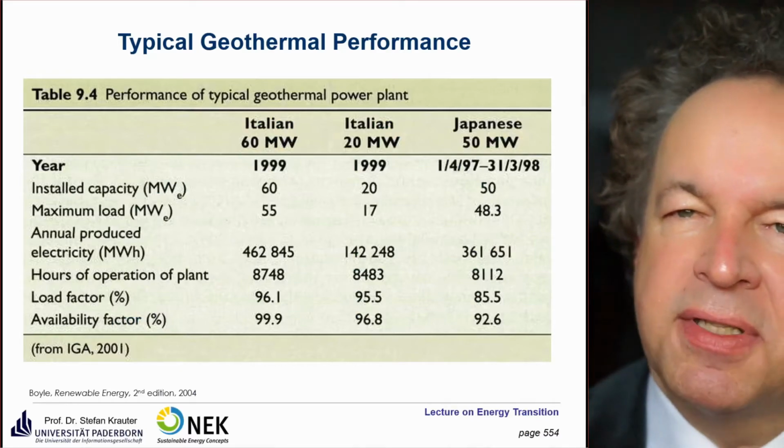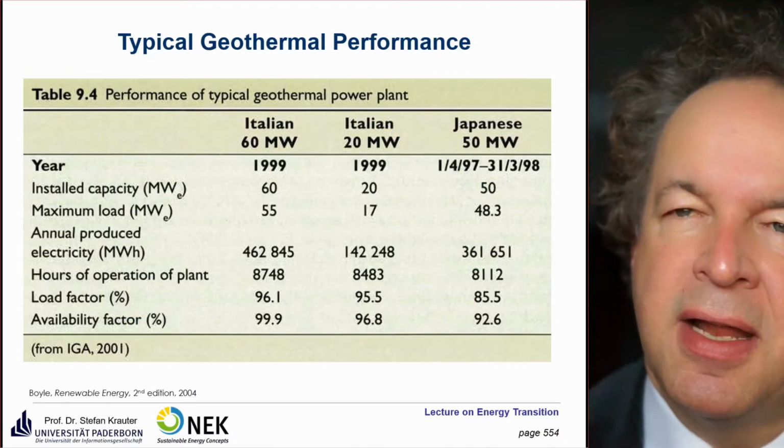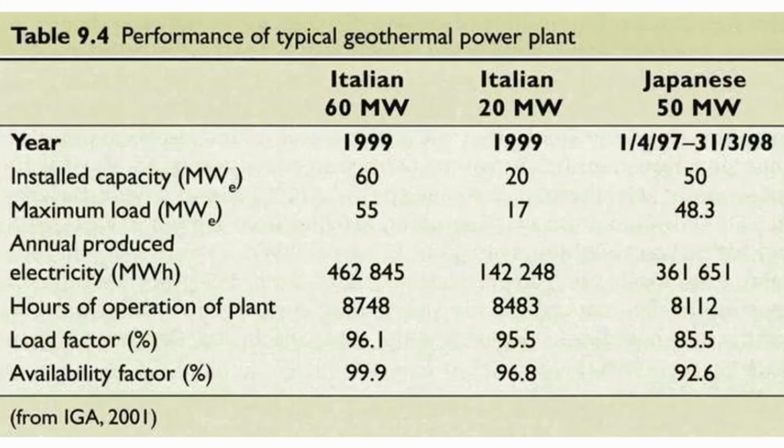Here are some examples from 1999, a 60 megawatt power plant in Italy. The maximum load is 55 megawatts for that. The annual produced electricity is 462.845 gigawatt hours. The hours of operation of the plant are 8,748.